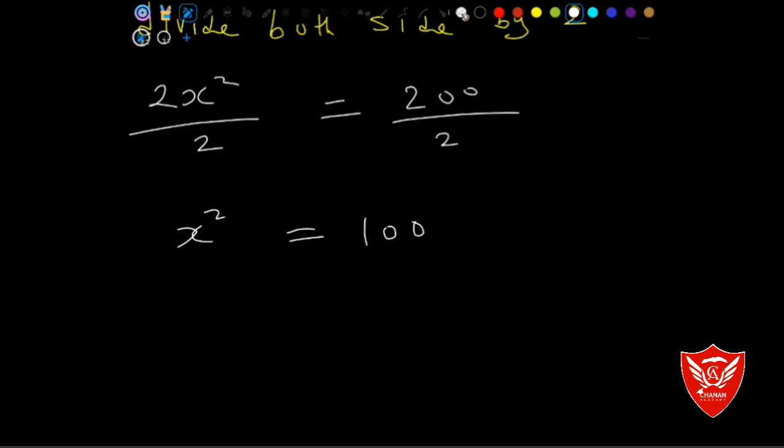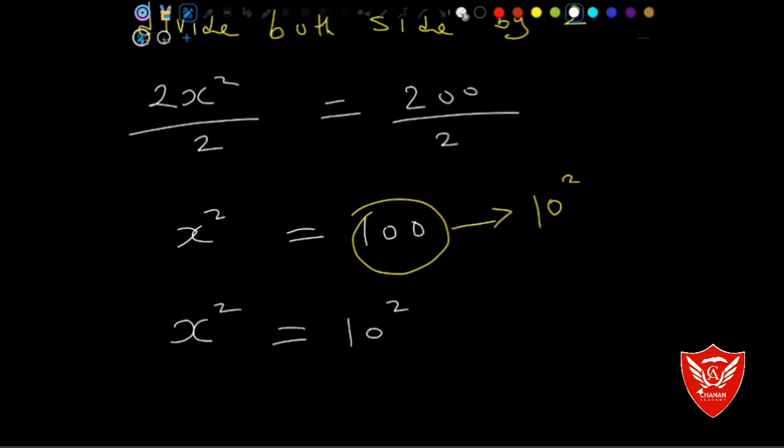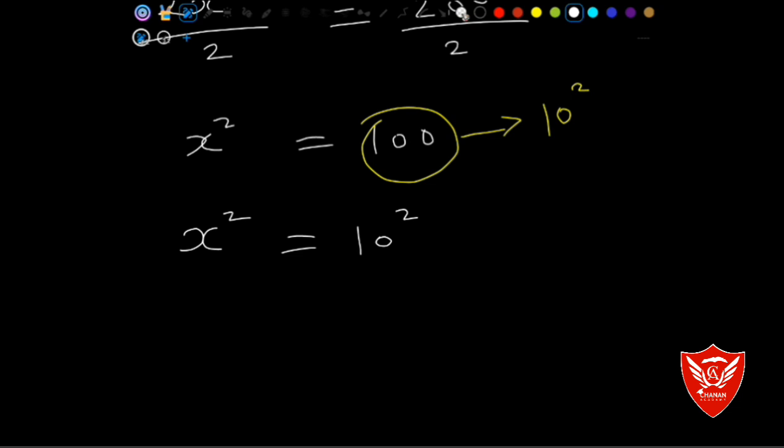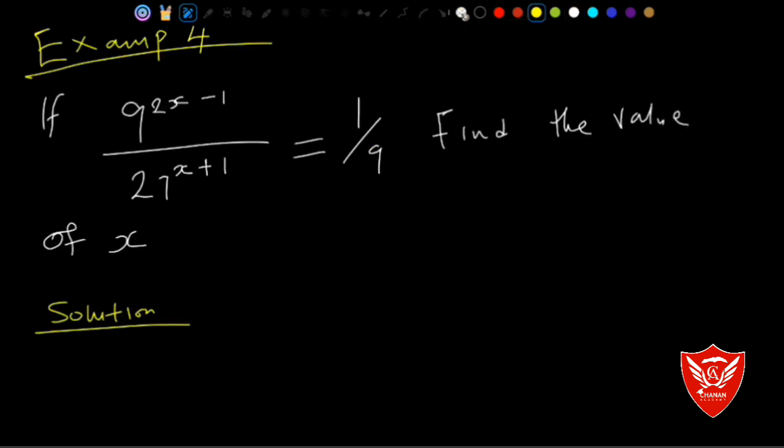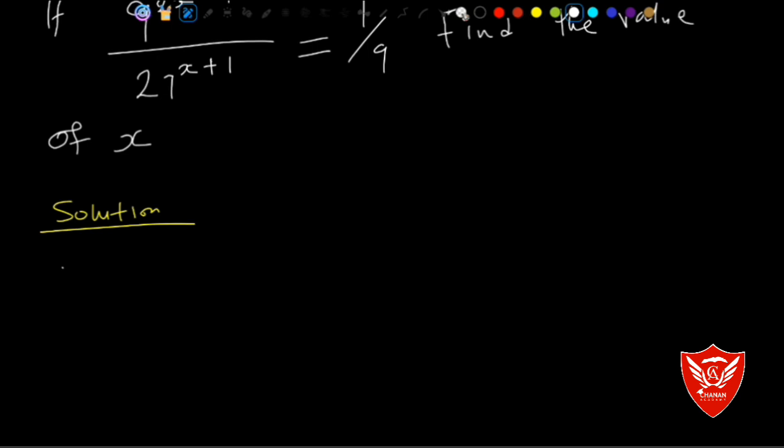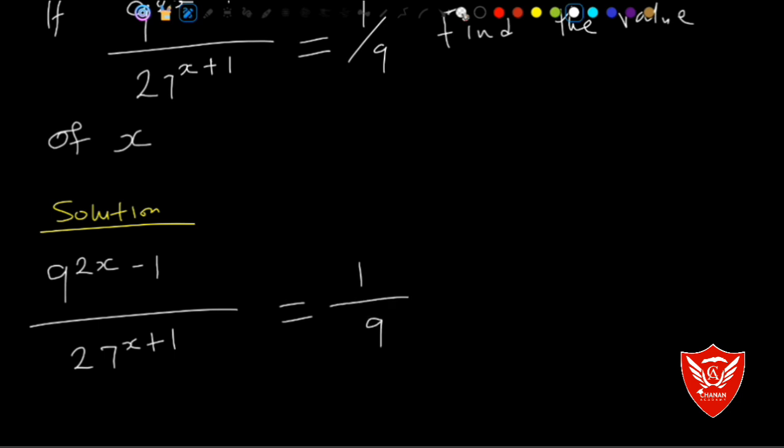Now from this point, we can make both sides have the same power. So 100 can be expressed as 10 raised to the power of 2. So we're going to have x raised to the power of 2 equal to 10 raised to the power of 2. Now since both powers are equal, we can equate the base. So x is equal to 10. So this is our answer. Let's take more examples. Alright, so we are asked to find x in this equation. Okay, so we have 9 raised to the power of 2x minus 1 all over 27 raised to the power of x plus 1 equal 1 over 9.